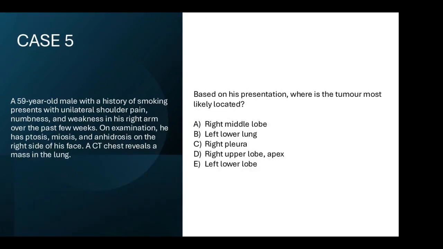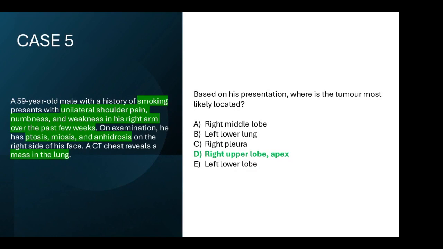Okay, so we've got a unanimous answer, right up at the apex, and that is the correct answer. Can someone tell me what type of tumor this is? So we've got a patient with unilateral shoulder pain and numbness and weakness in his arm, and he's essentially got Horner syndrome with it. Pancoast tumor, yes, that's correct.